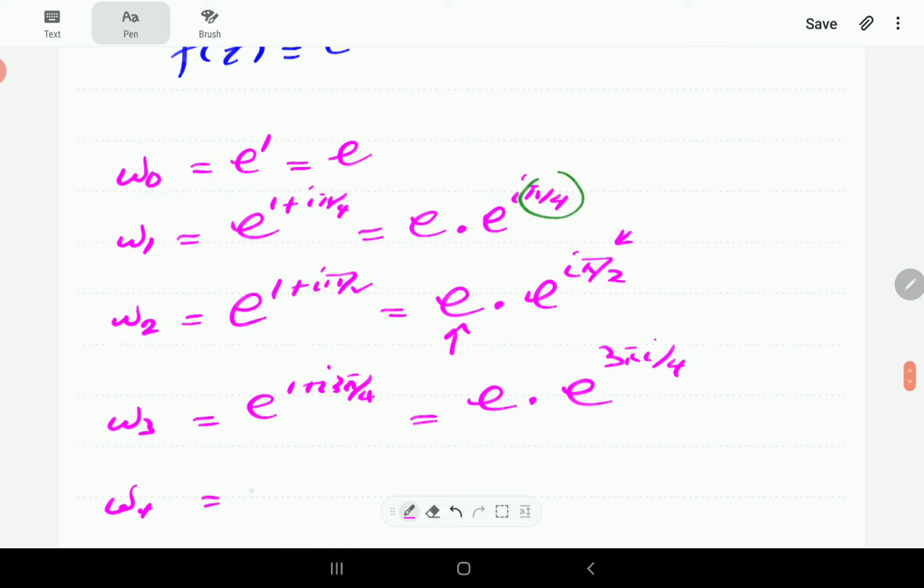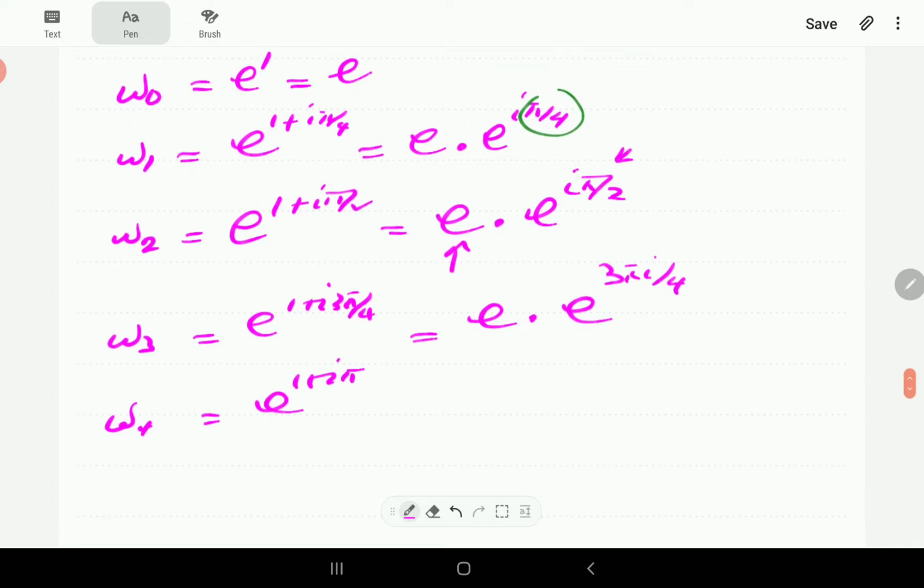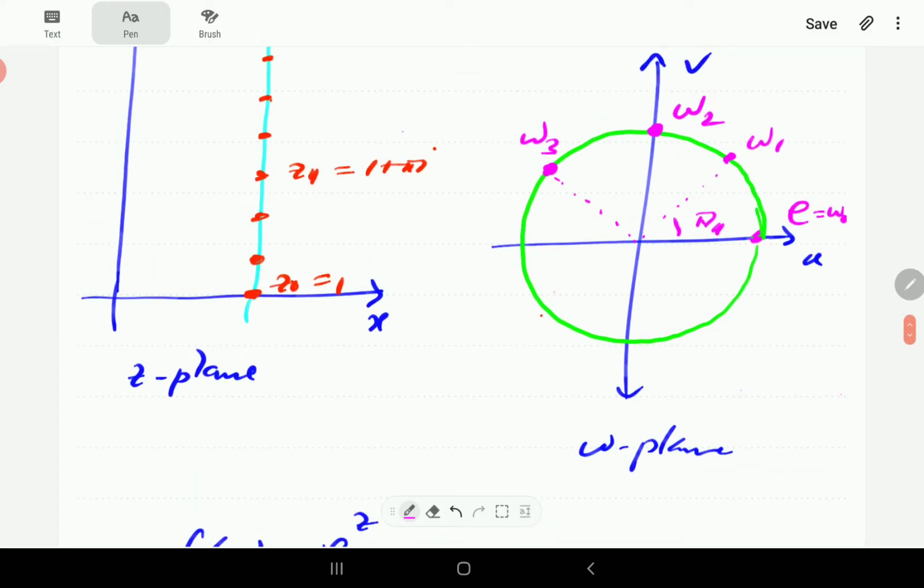w4, 1 plus i pi, just 1 plus i pi. So that one is going to be on the real axis. This is e times e to the i pi. e to the i pi is -1. So that one is going to be on the opposite end to w0.